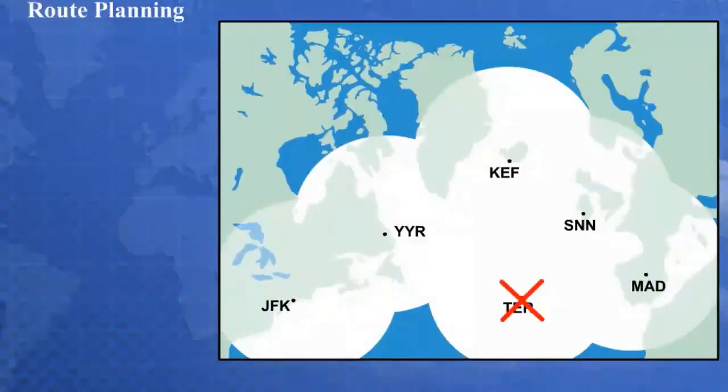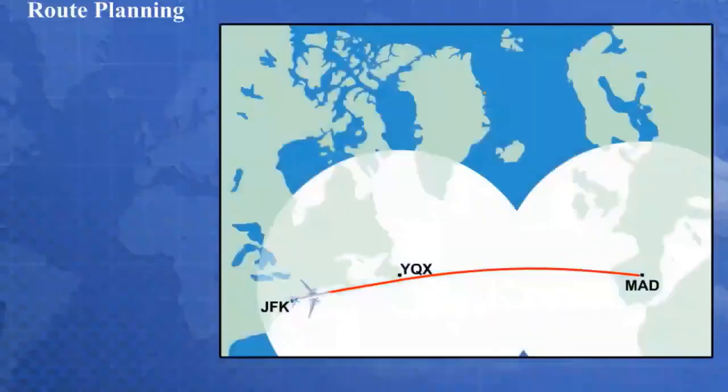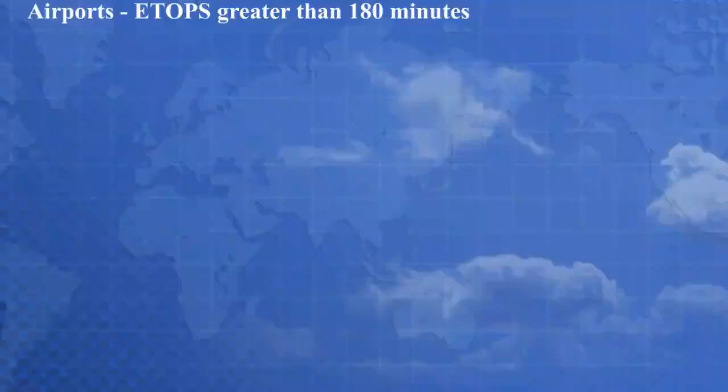Now consider the possibility of an en route alternate airport being closed. In this case, the displayed routing would be required to meet 120-minute ETOPS rules. However, if 180-minute ETOPS has been approved for the airline, a direct route would again be possible. For ETOPS beyond 180 minutes, 2 additional en route alternate airport requirements must be considered.